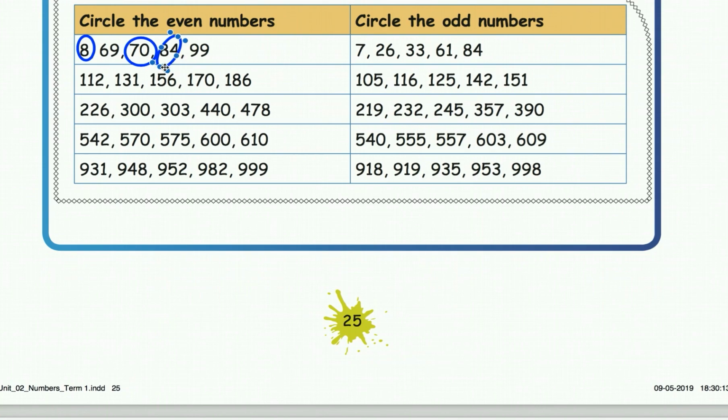These are even numbers. Okay, circle the odd numbers. I did it for only one, you have to do it for the remaining.